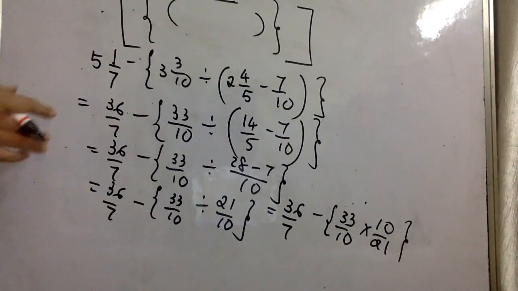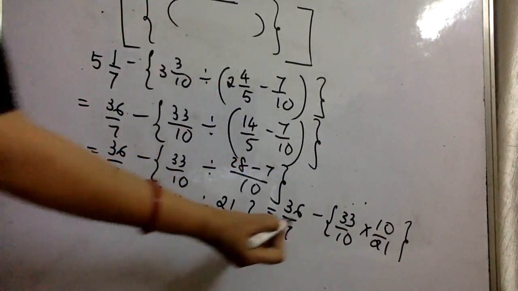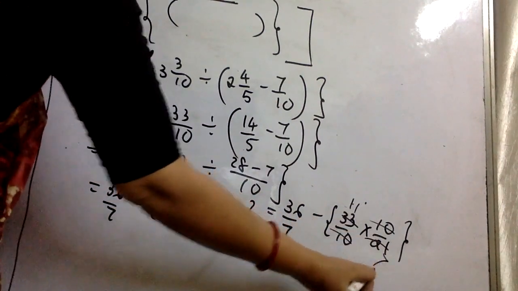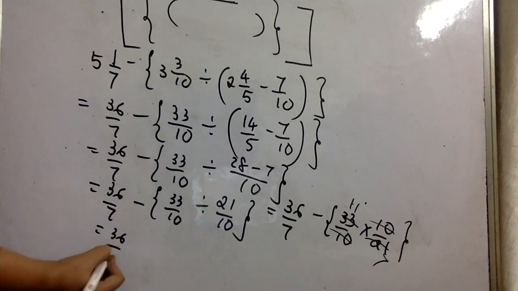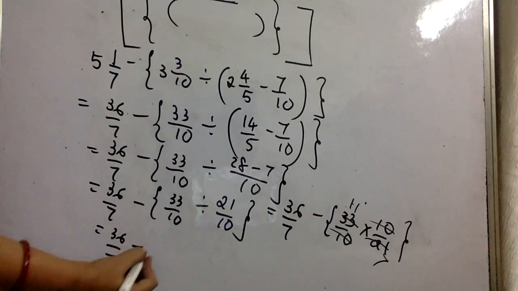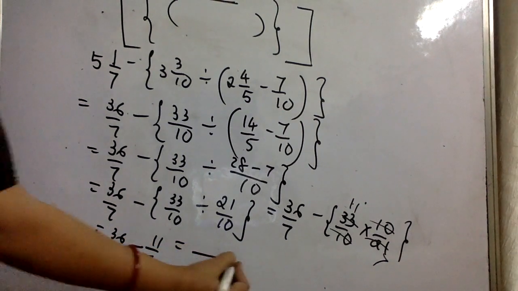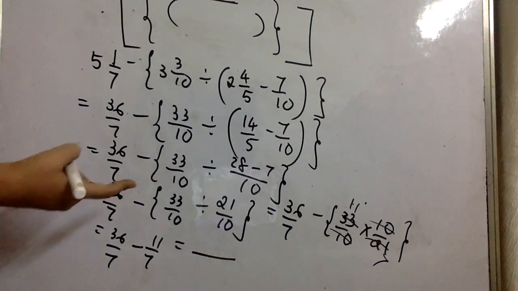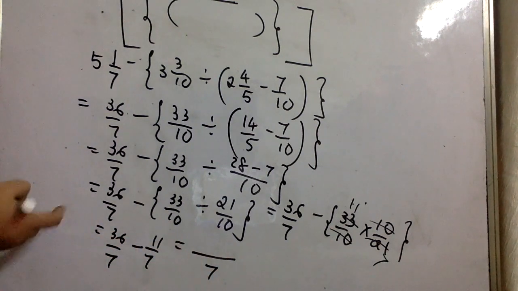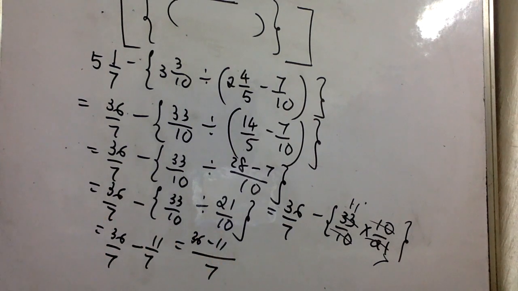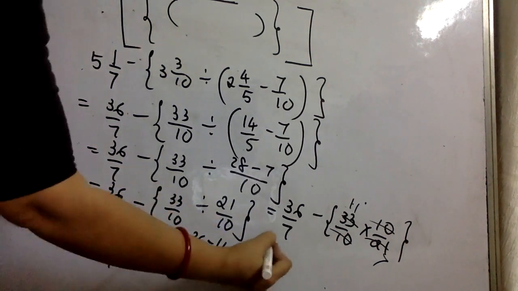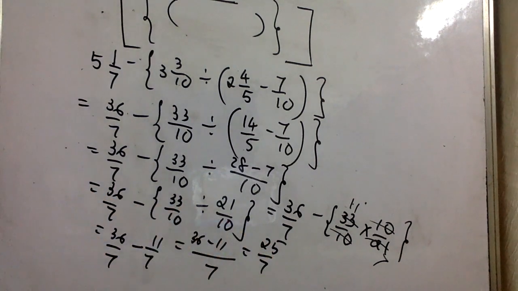So if you see this, now further what do I do? I am going to cancel, 3 11s and 3 7s. Now you see, I have 36 by 7 minus, this is 11 by 7. So here I have a 7 as the denominator, LCM is 7, 36 minus 11. And 36 minus 11 gives us how much? It gives us 25 by 7. That is not the answer.